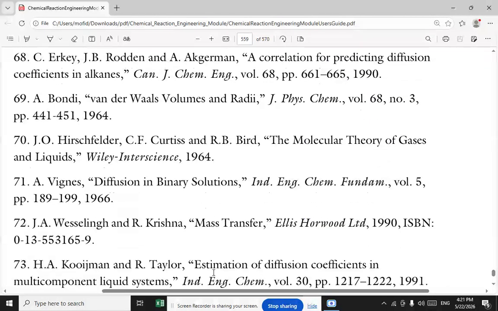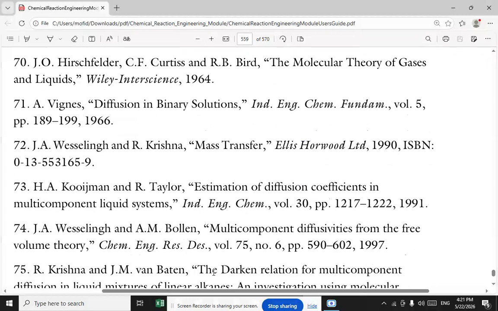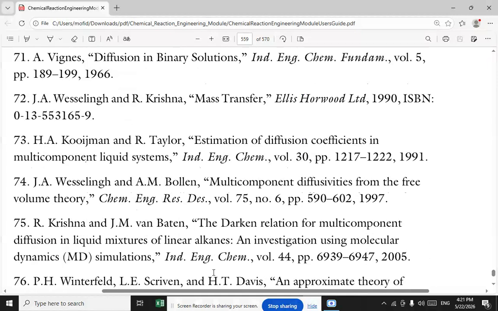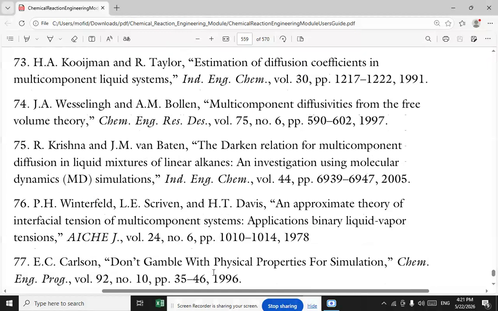The next one was written by Bondi. The name is van der Waals volume and radius. The next one was written by Hirschfelder, and the name is The Molecular Theory of Gases and Liquids. The next one was written by Williams, Diffusion in Binary Solutions. The next one was written by Wesselingh, and the name is Mass Transfer. The next one was written by Taylor, Estimation of Diffusion Coefficients in Multi-Component Liquid Systems.